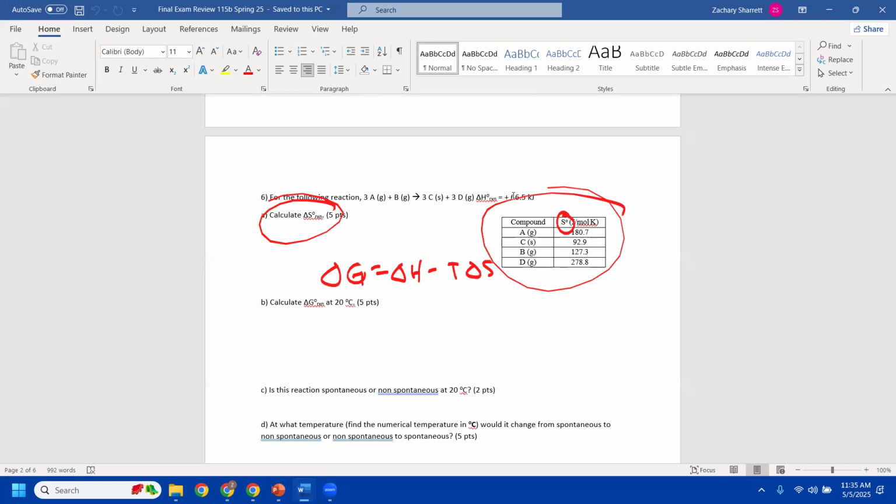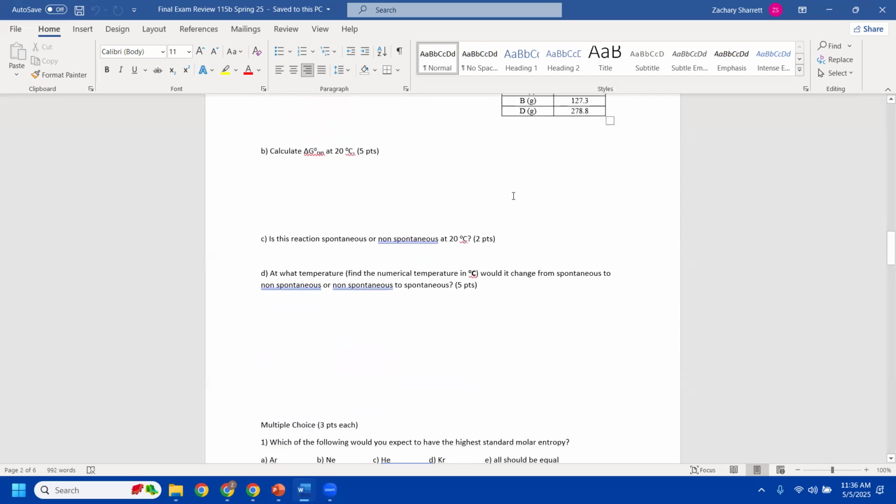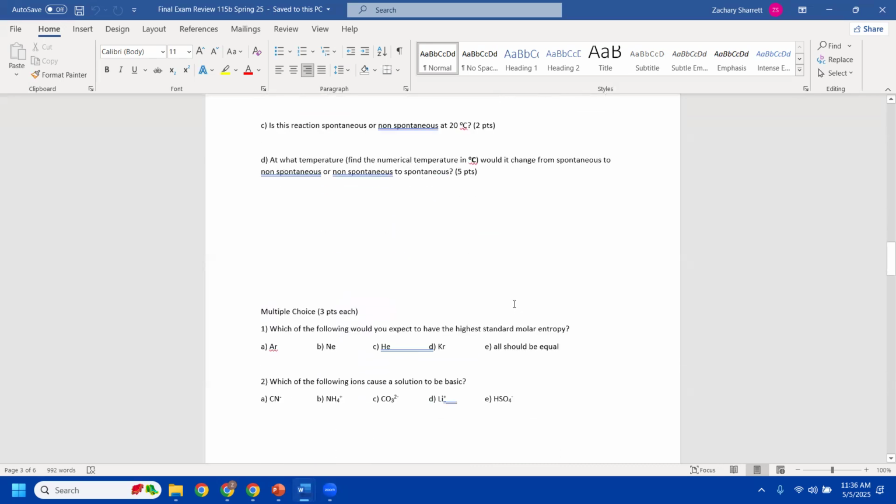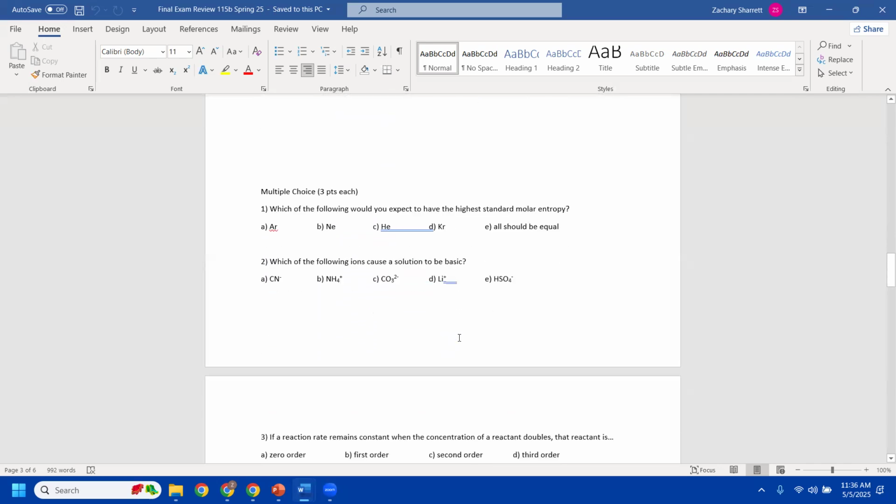Anybody know? Well, looks like we got some time to figure that out. Great. You will get to do this in lab. Is the reaction spontaneous or not? At what temperature would you find it going from non-spontaneous to spontaneous? How would we figure that out? Anybody know that one? Set delta G to 0. Very good.